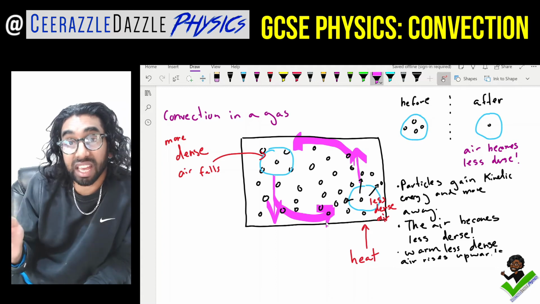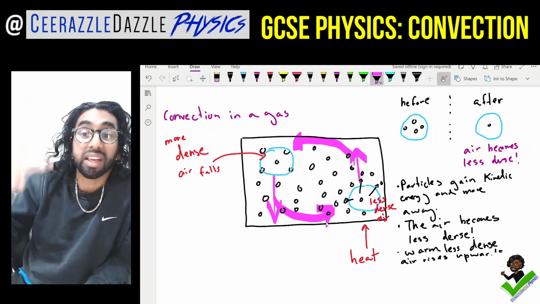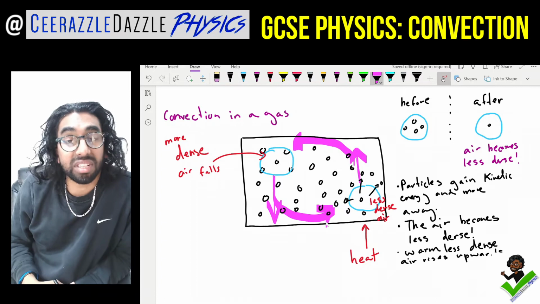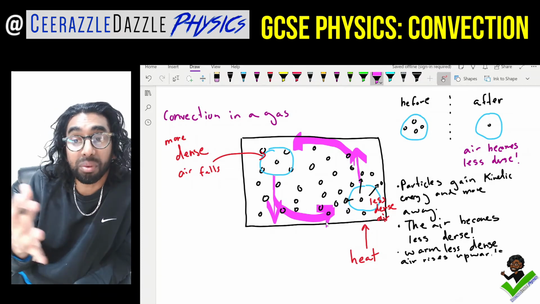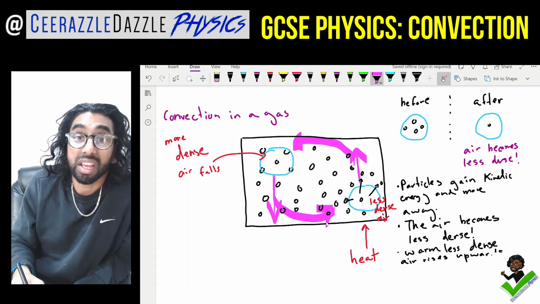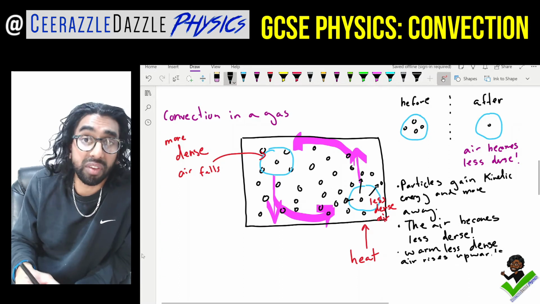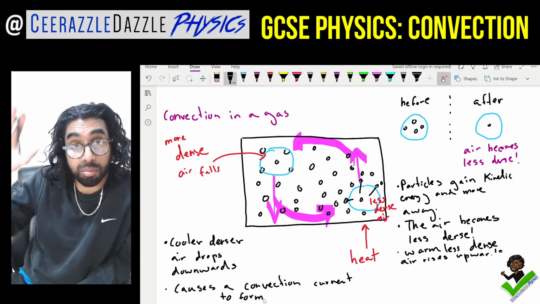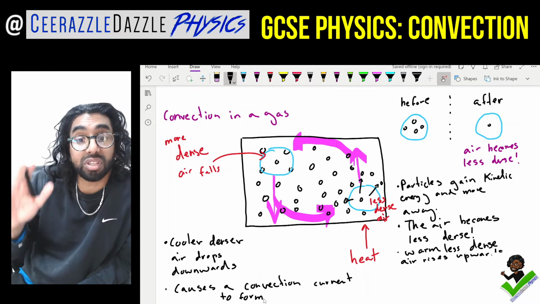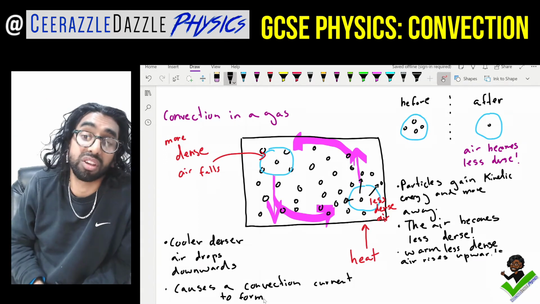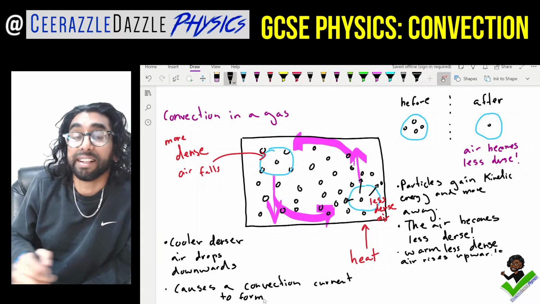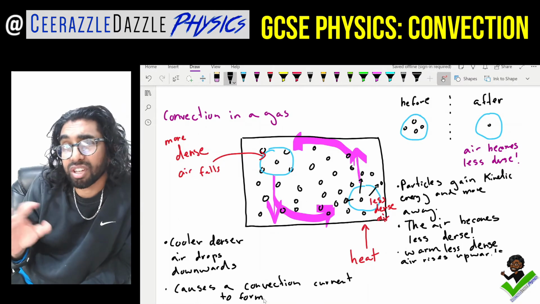So the particles gain kinetic energy and they move away. As they move away, the air becomes less dense, and therefore the warm, less dense air rises upwards. And obviously, by symmetry on the opposite side over here, cooler, denser air drops downwards. This therefore causes a convection current to be formed, guys. Wonderful stuff. Okay, let's look at another example.